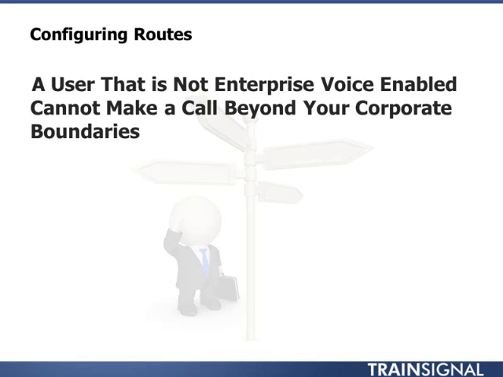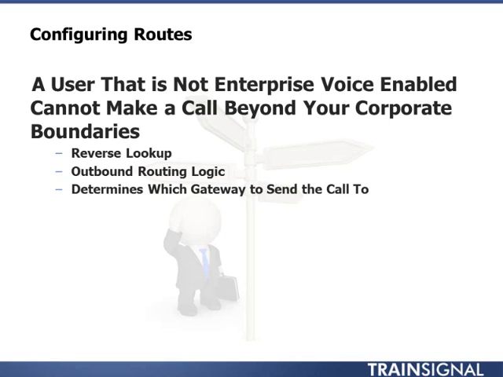Once the number has been translated over to an E.164 format, Lync can then determine how to route the call. The first thing that Lync will do is try to match that dial string over to an internal SIP URI. We call that reverse lookup. Lync will next use outbound routing logic to determine which gateway to route the call to. So inside of your voice policies, we have PSTN usage records, and the PSTN usage records have different rules on how to route calls that match certain patterns. So once Microsoft Lync determines that we have an outbound route inside of one of our PSTN usage records based upon the match pattern, it then will determine which gateway to send the call to.